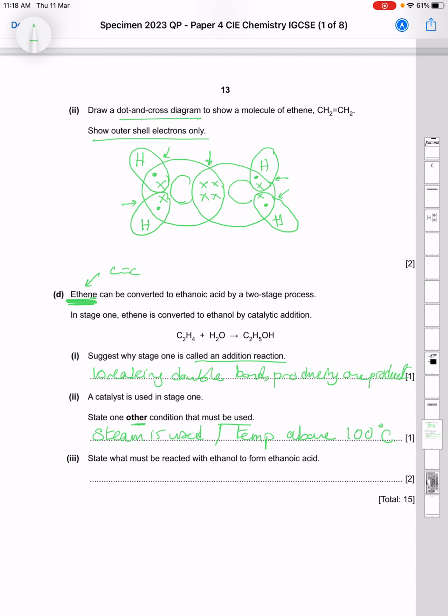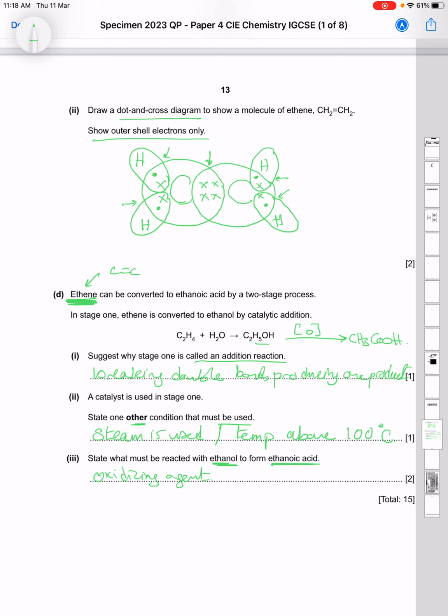State what must be reacted with ethanol to form ethanoic acid. Basically, this is an oxidation. We all know in oxidation of ethanol, if you do further oxidation here, it will give you the ethanoic acid, which is CH3COOH. So that's basically an oxidation. So all you need to add is an oxidizing agent, and you need to write an example. You can't just write oxidizing agent, you need to add an example.